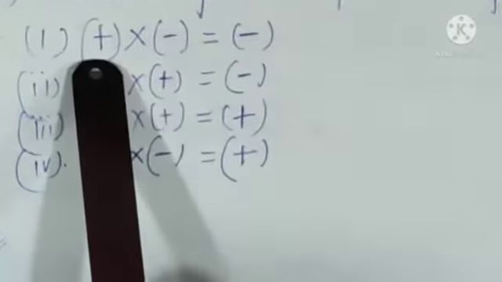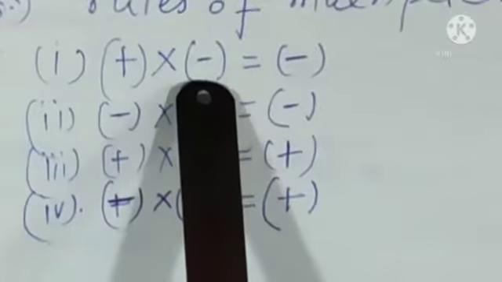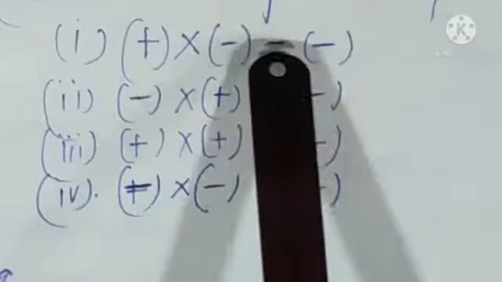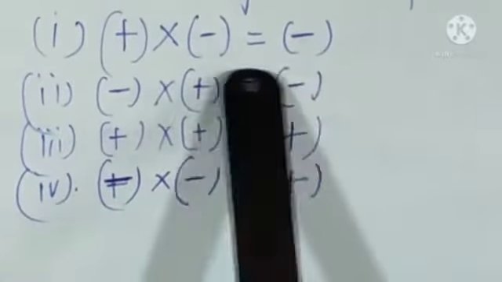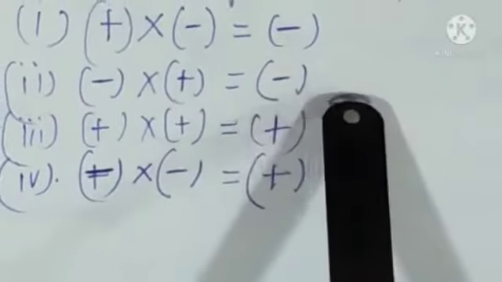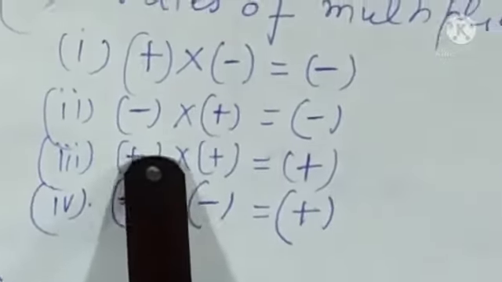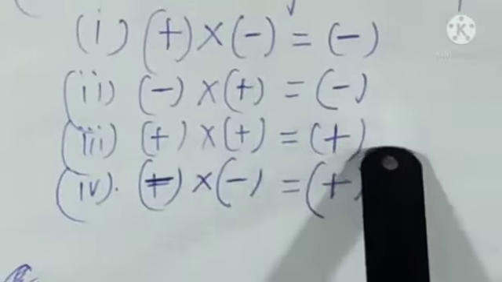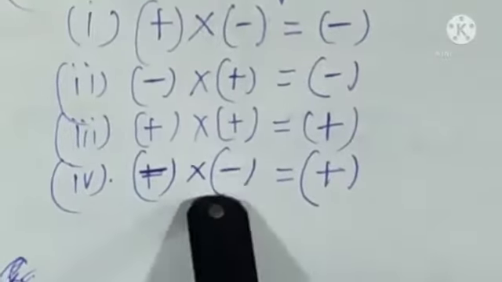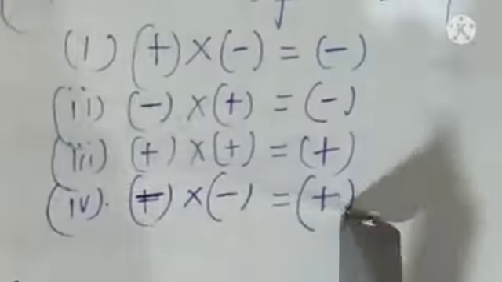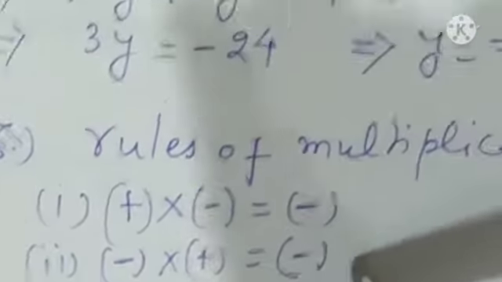The first rule is: if you multiply a positive sign by a negative sign, it comes out negative. Negative into positive becomes negative, positive into positive is equal to positive, and negative into negative is equal to positive. This is used in this question.